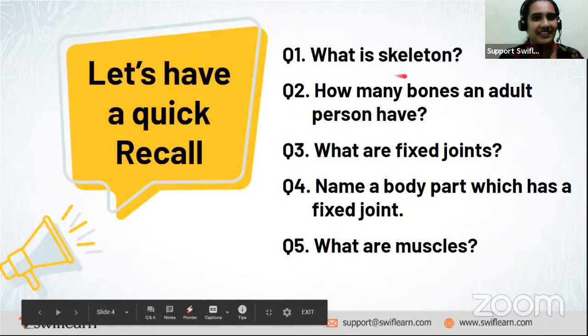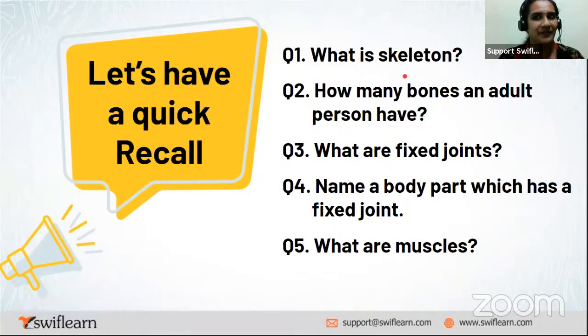What is a skeleton? Do you remember? Yes, it is the framework of the body which gives shape to the body. How many bones does an adult person have? Yes, 206. And at the time of birth, how many bones are there? It is 306. When we become adults, it reduces to 206, because some of the bones get fused.